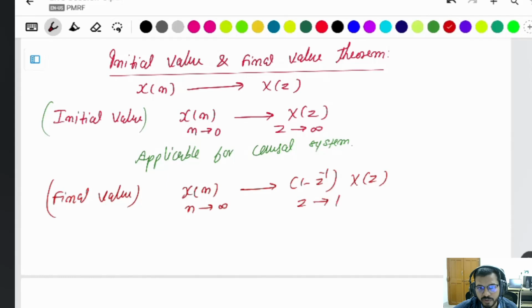It is not z tending to 0, because here you have to multiply by (1 minus z inverse), and then apply it and put z equal to 1. You can find the final value of this function.